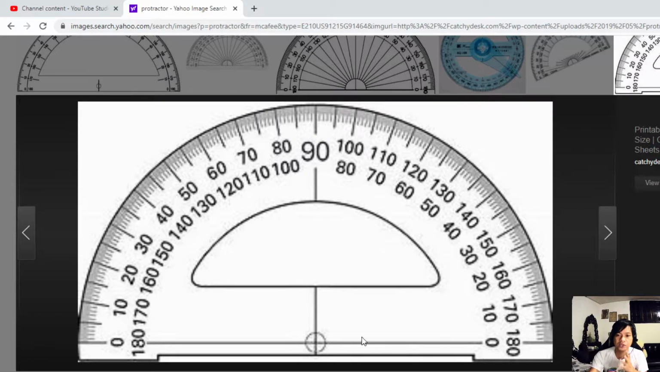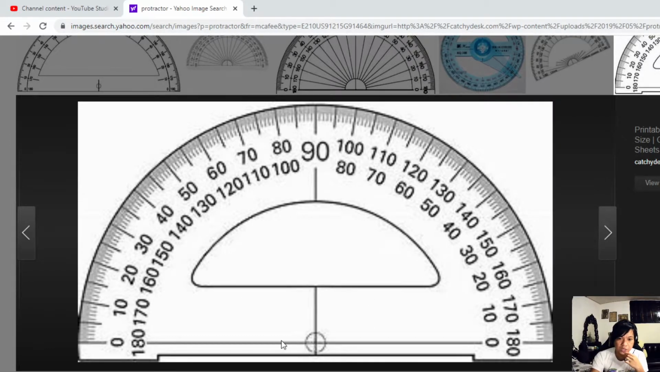And then, to know the measure of the angle, hanapin nyo kung saan nakatapat yung other ray ng angle. Halimbawa, yung other ray natin is natapat siya dito sa 50. So, ibig sabihin, the measure of our angle is 50 degrees. Or kung dito naman kayo, sa kabila, the same din, kung dito siya natapat, that is equal to 150 degrees.